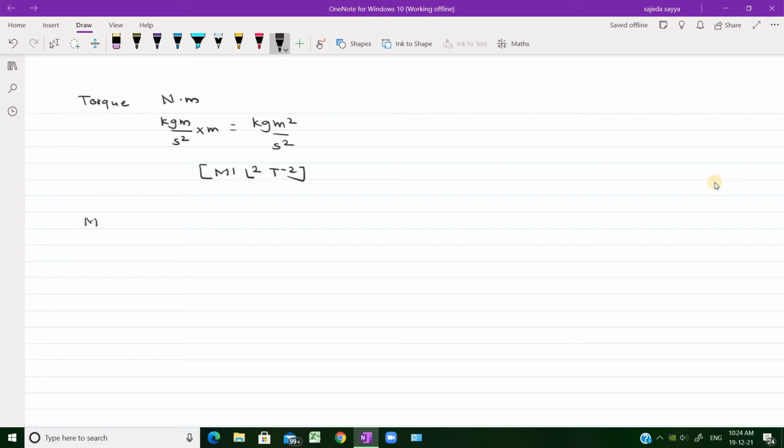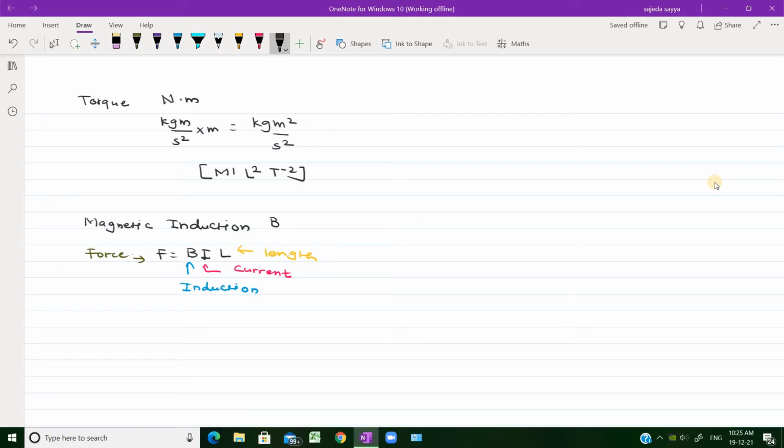Magnetic induction, let us say, magnetic induction notation is B. There is a relation of B and the force, magnetic force F is equals to B I L, where this B is the induction, this I is current, and L is length, and here it is force.